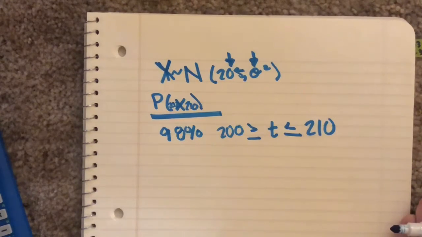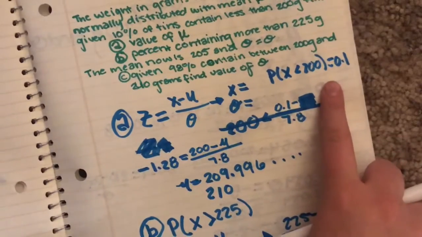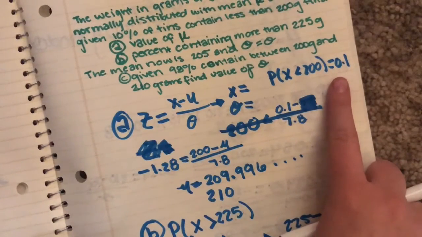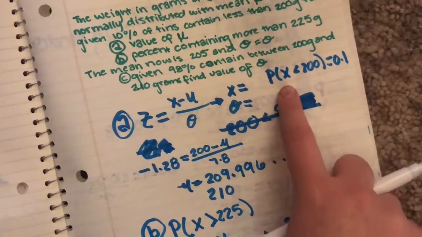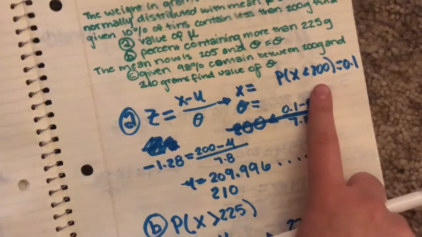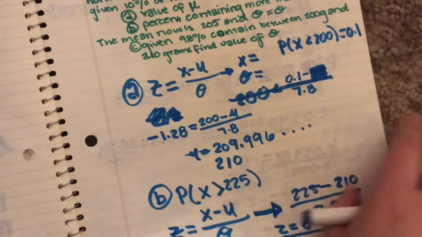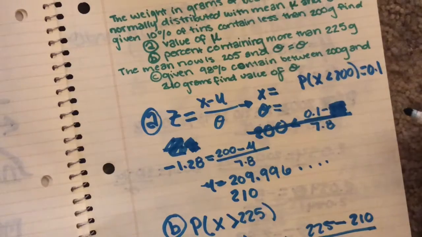So, remember how we were able to find out before what 10% of our data was. So this 10% was all the data that was less than 200. So something that we can take away from this is that we're going to be using this same process again. We want to find it the inverse way one more time.